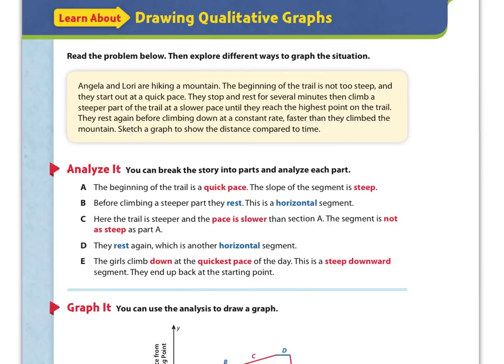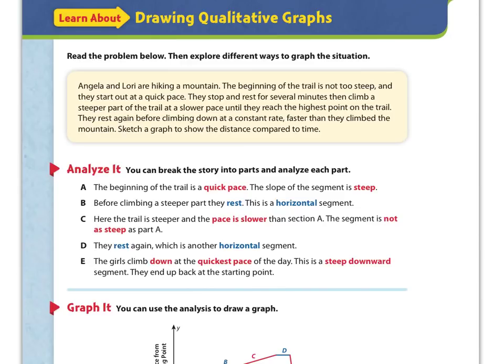Angela and Lori are hiking a mountain. The beginning of the trail is not too steep and they start out at a quick pace. They stop and rest for several minutes, then climb up a steeper part of the trail at a slower pace until they reach the highest point on the trail. They rest again before climbing down at a constant rate, faster than they climbed the mountain. Sketch a graph to show the distance compared to time.